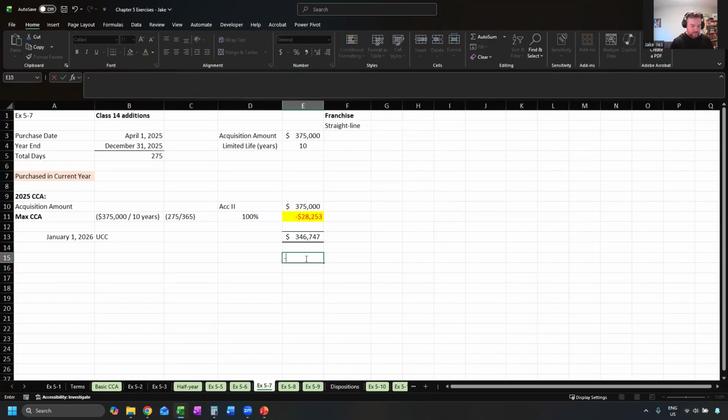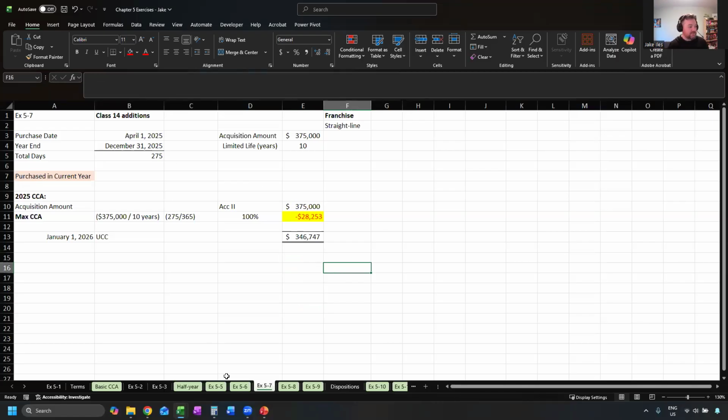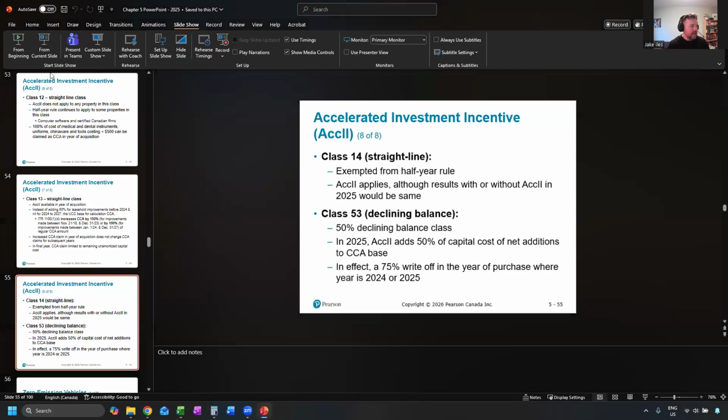And next year, we'll subtract 37,500 in CCA, leaving us with 309,000 going into 2027. So every year after that, we'll just take that 37,500. So hopefully that makes Class 14 understandable.